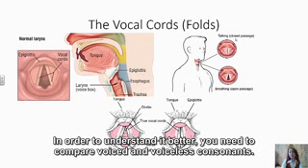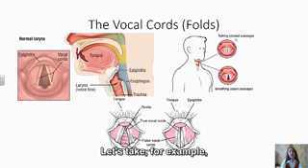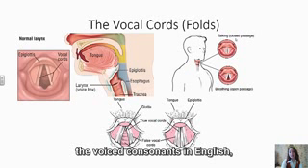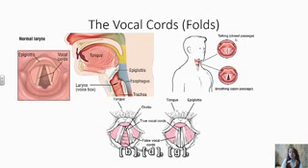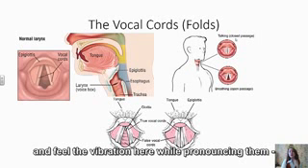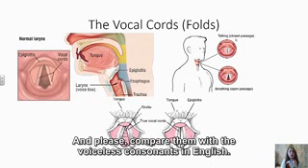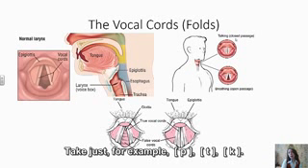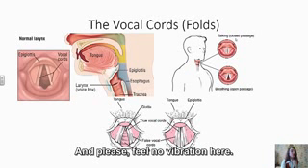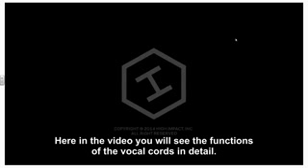In order to understand it better, you need to compare voiced and voiceless consonants. Let's take, for example, the voiced consonants in English. B, d, g. And feel the vibration here while pronouncing them. B, d, g. And please compare them with the voiceless consonants in English, such as, for example, p, t, k. And please feel no vibration here. Here in the video, you will see the functions of the vocal cords in detail.